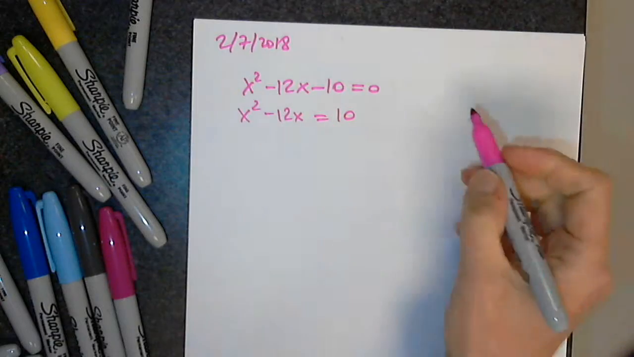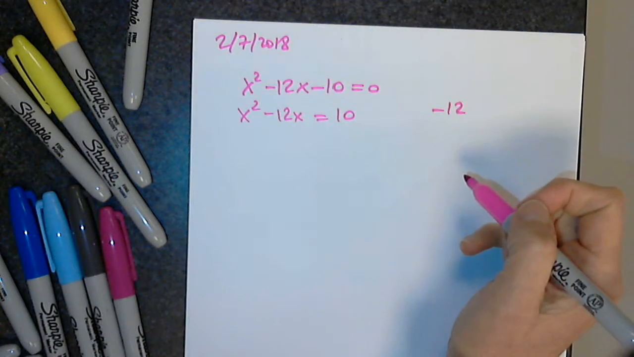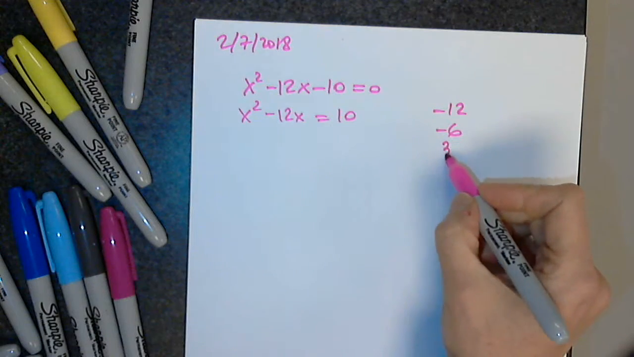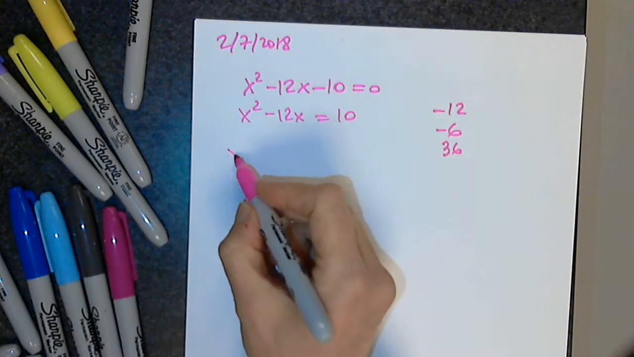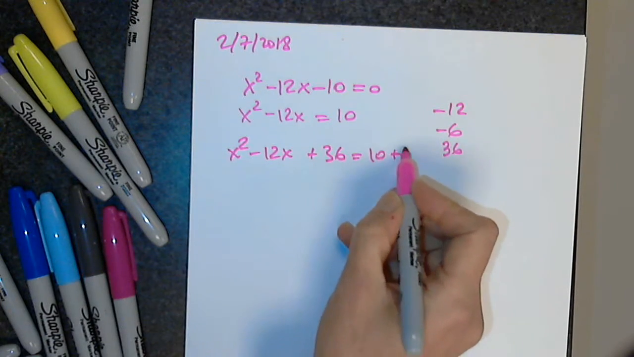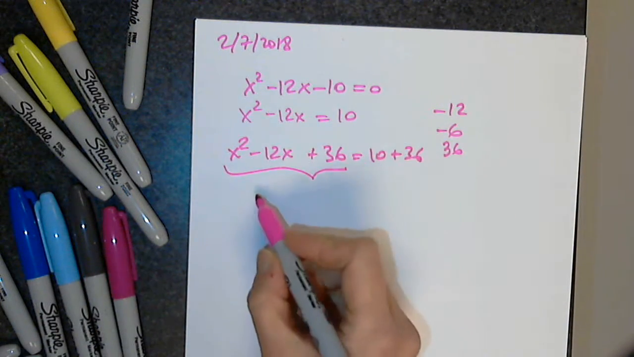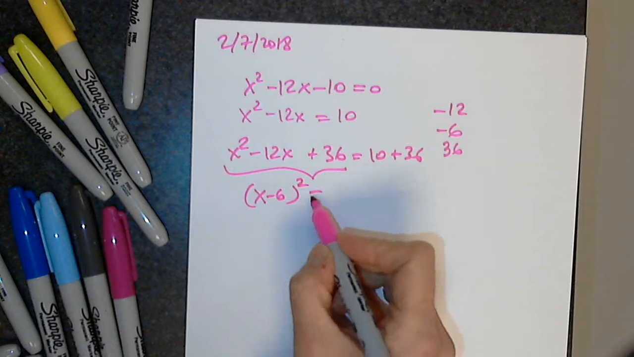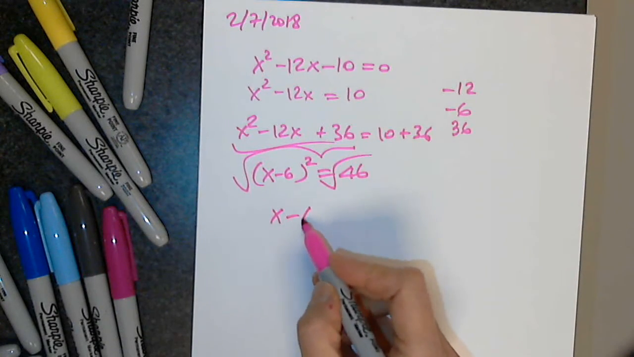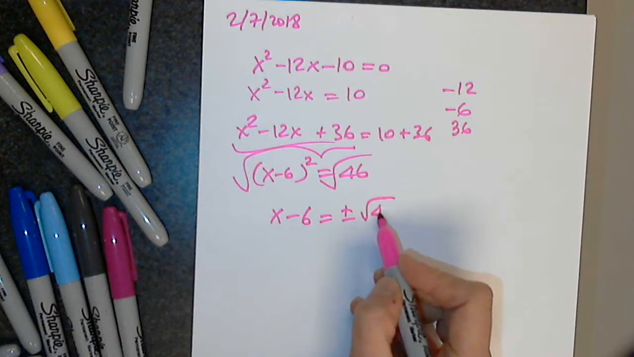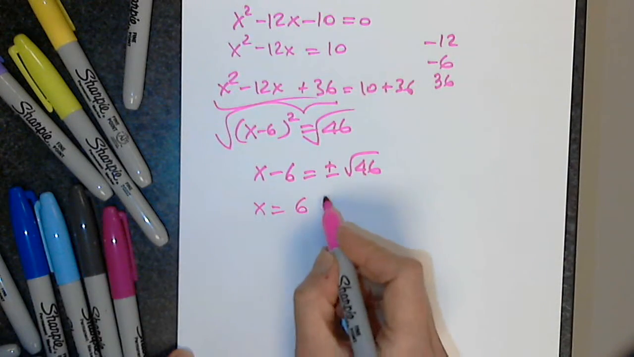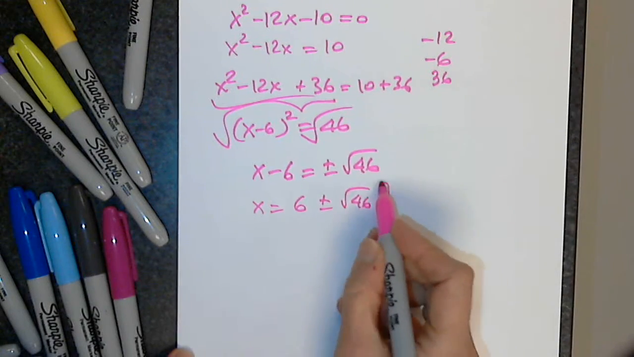Yeah. So now the middle coefficient is negative 12. We divide it by 2, we get negative 6, and we square negative 6, we get 36, and that's what we add to both sides. X squared minus 12x plus 36 equals 10 plus 36. This is a perfect square, x minus 6 squared, and this is 46. And when you take the square root, you get x minus 6 equals plus or minus the square root of 46. So then x equals 6 plus or minus the square root of 46.